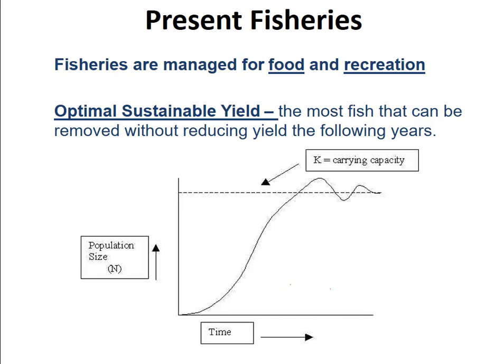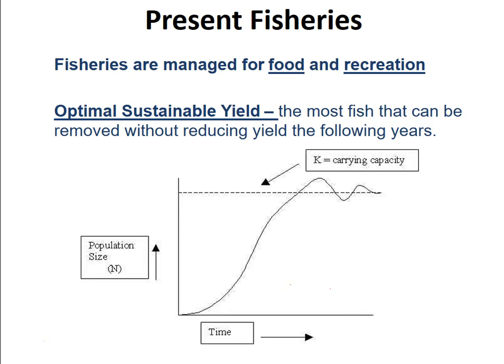Also, because fish are a renewable resource and their populations change over time, typically a fishery is managed to promote what's called optimal sustainable yield. An optimal sustainable yield is simply the most fish that can be removed from a system in a single year without reducing the yield the following years, meaning that it's as many fish as can be taken, so that that many fish can be taken every year following.